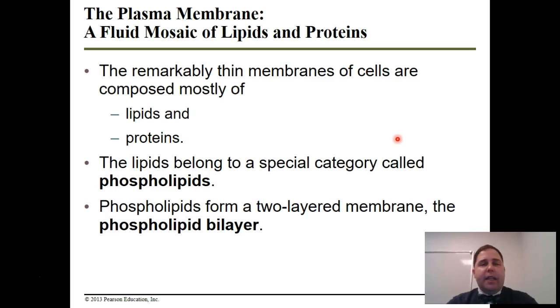So we'll start at the outside. We'll start with the plasma membrane. So the plasma membrane, or the cell membrane, is made up of lipids and proteins. And you may remember from our last unit that the lipids we're going to talk about are what we call phospholipids. So they're going to have two fatty acids and a phosphate. The fatty acids will be hydrophobic. The phosphate will be hydrophilic. And therefore, these phospholipids are going to form a two-layer membrane that we call the phospholipid bilayer.